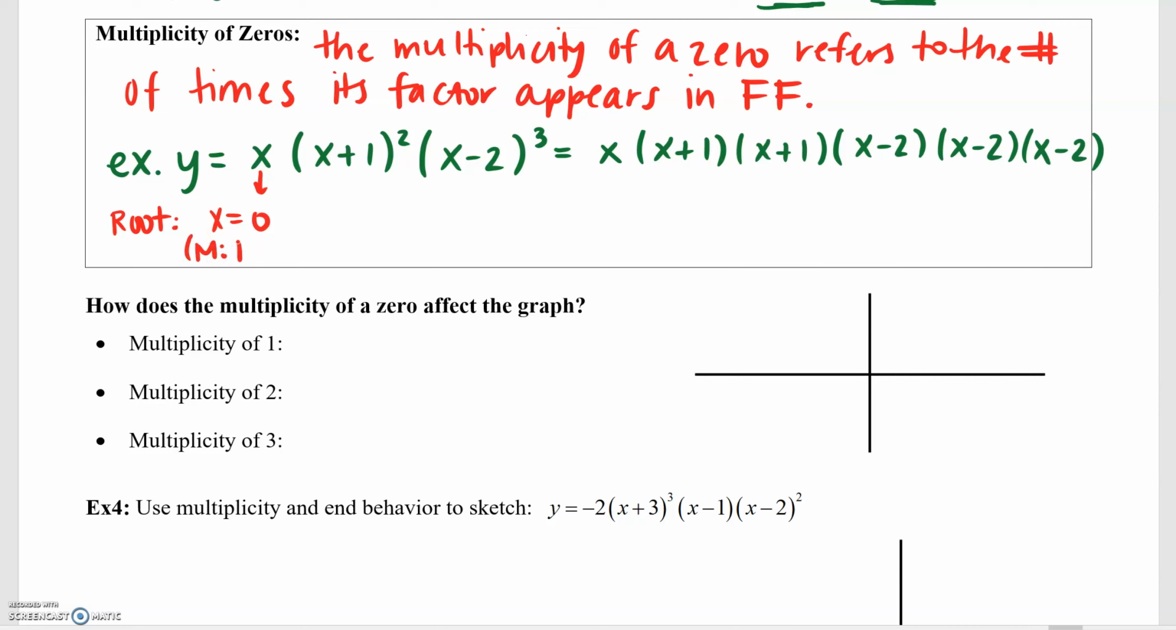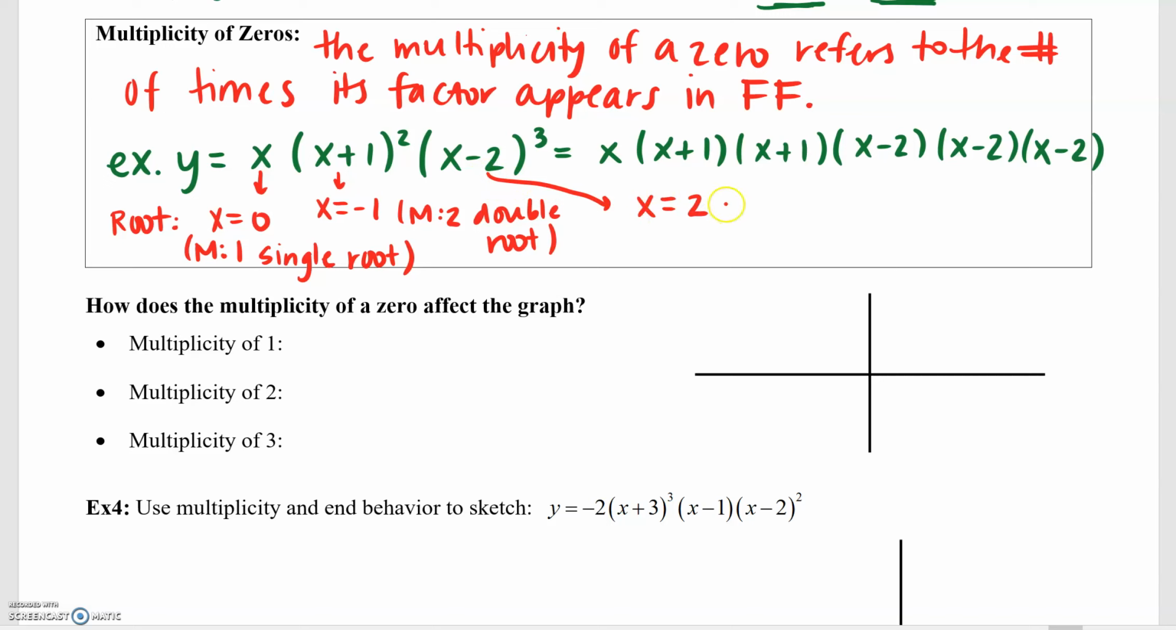Now, instead of just saying multiplicity of 1, another way we could describe it is a single root. It just shows up once. When we look at this middle term, (x plus 1) squared, its root is x equals negative 1. Its multiplicity would be 2 because it shows up twice, and we would call this a double root, which we'll graph in a minute. My final one, (x minus 2) cubed, has its root at x equals 2. It has a multiplicity of 3 because it shows up 3 times, and we will be calling this a triple root.